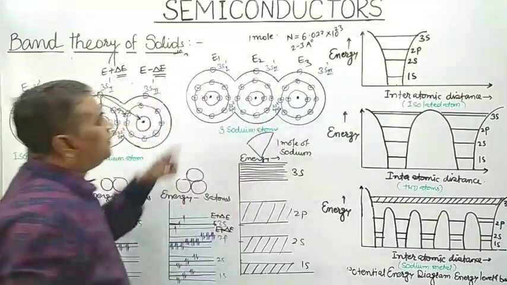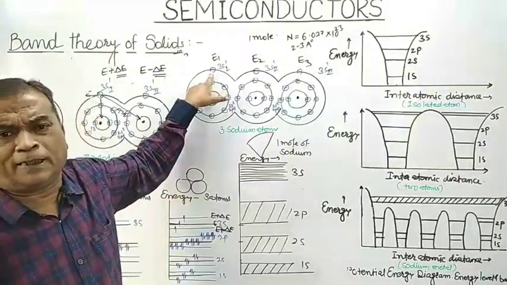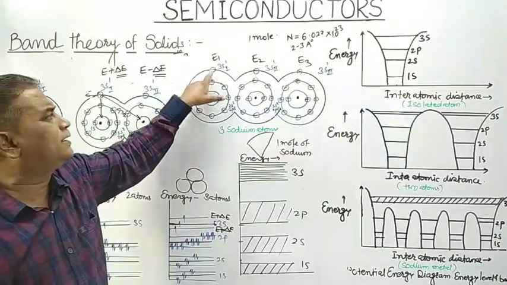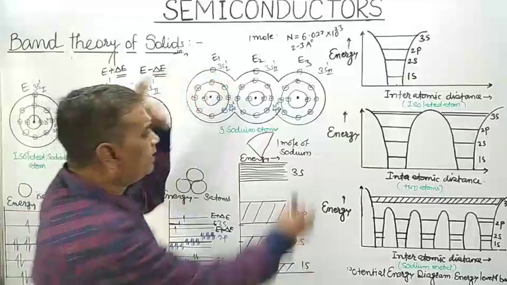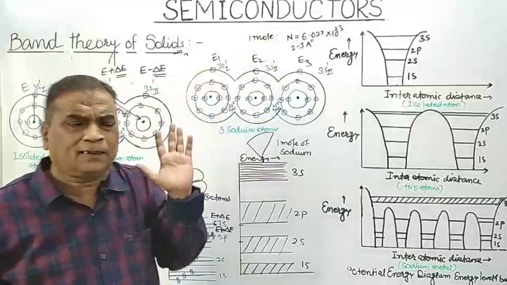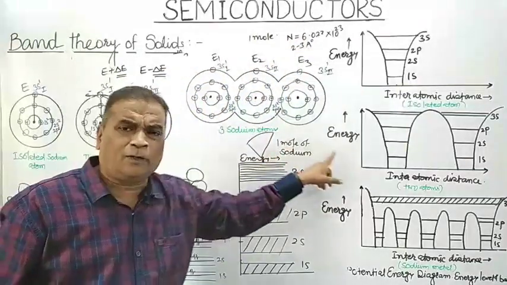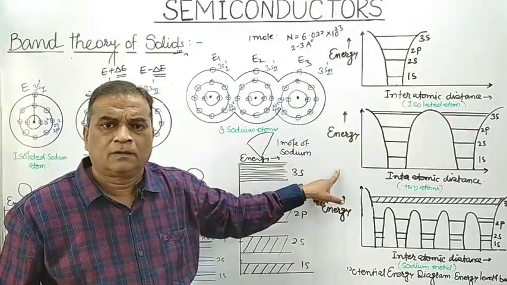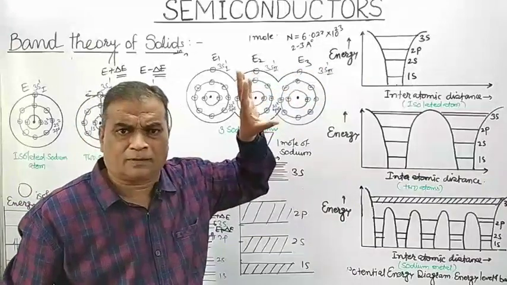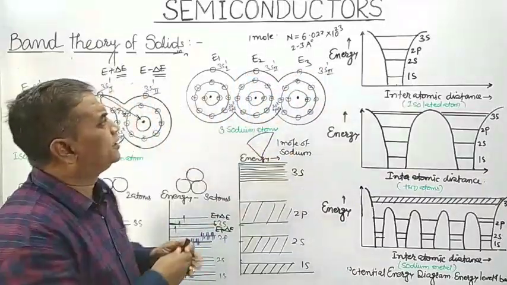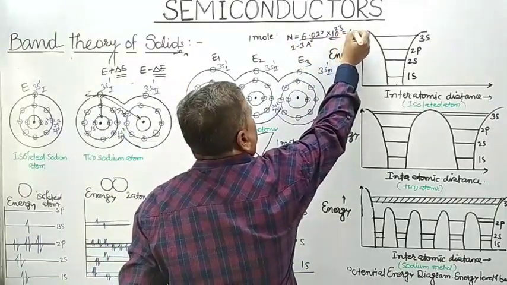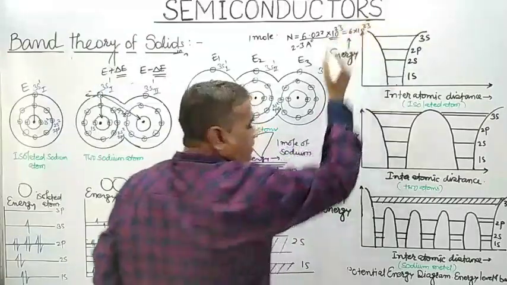So, every atom has 1 electron in its outermost orbit, that is in highly energetic orbit, means every sodium atom will have 1 electron in 3s orbit. In all, n atoms are there. So, how many electrons are present in 3s orbit of 1 mole of sodium? The number of 3s electrons in 1 mole of sodium are equal to the number of atoms, 6.022 into 10 to the power 23, means roughly it is 6 into 10 to the power 23 number of atoms are there.